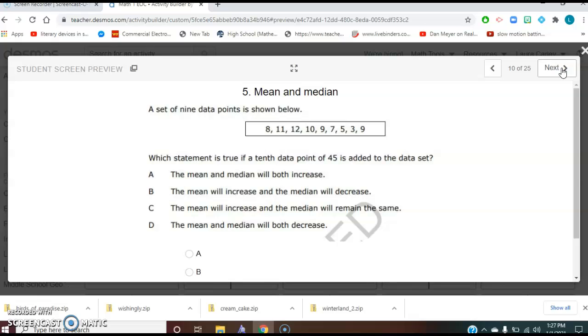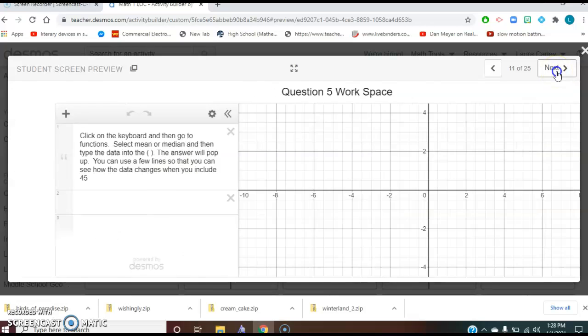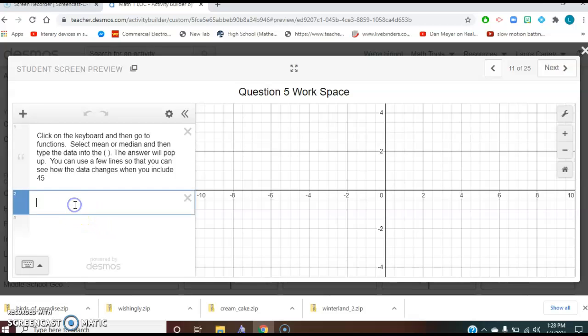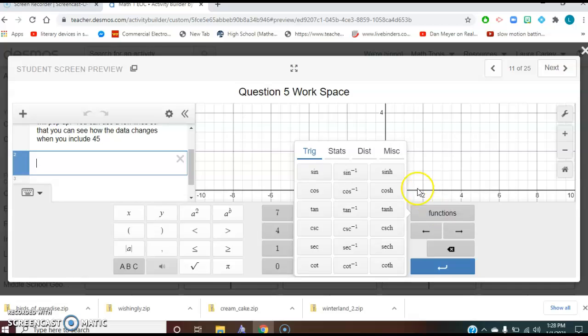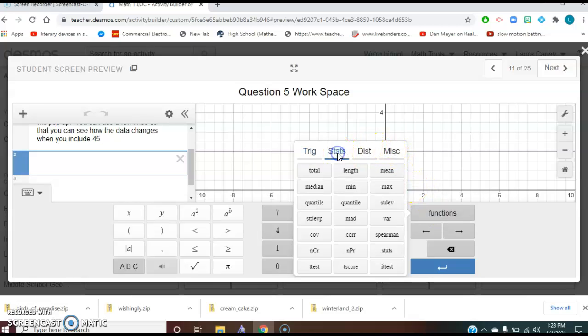All right, mean and median, mean, median, mode, all those things. I'll show you where that is in Desmos. Each slide has these instructions. If I'm going too fast, I'm just following these instructions. So keyboard, go to functions, and then stats. So it can find the mean, the median. If you see questions about a quartile, you can pick quartile. I don't think you'll have to use anything else.